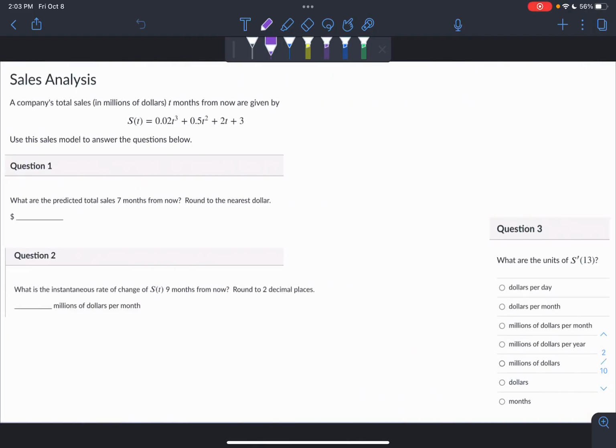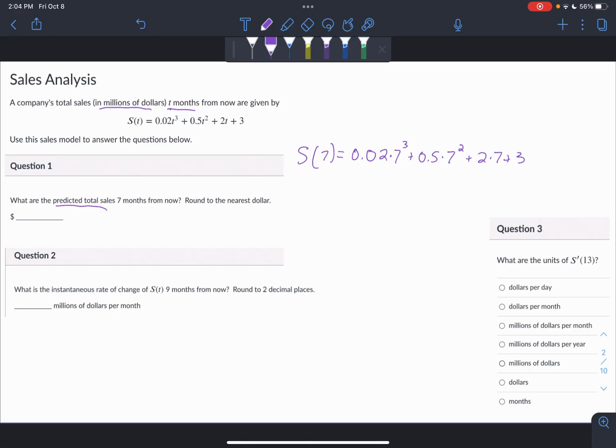So for this first question we have a company's total sales in millions of dollars T months from now. Okay, so it's in the form S of T. And for this first question we want the total predicted sales 7 months from now. So what we're going to do is plug in 7 to our original function that models the total sales. So that's just 0.02 times 7 cubed plus 0.57 squared plus 2 times 7 plus 3.